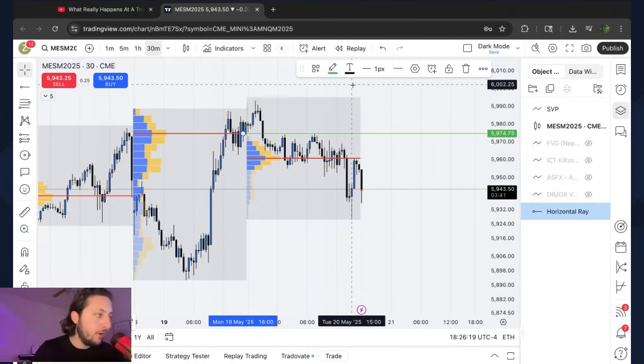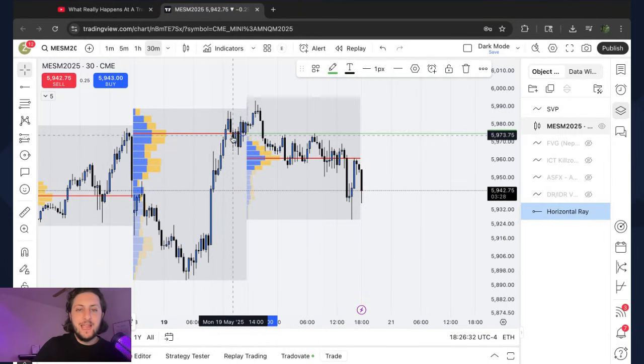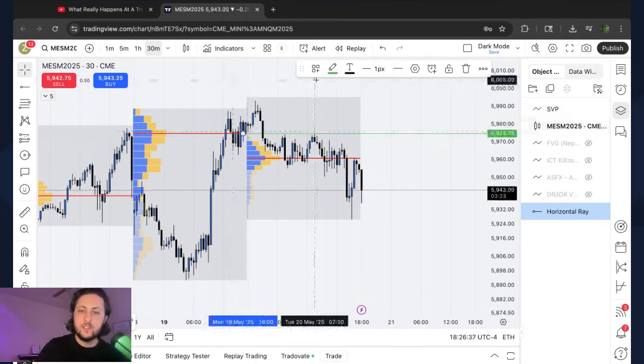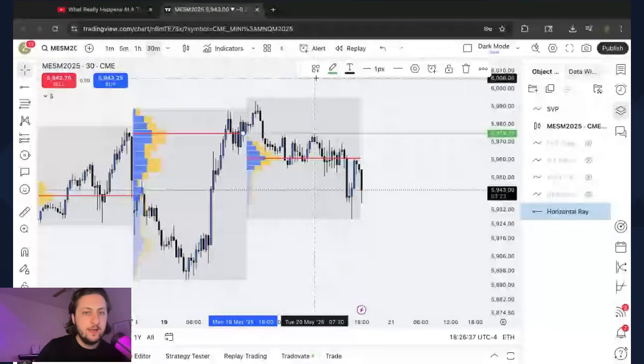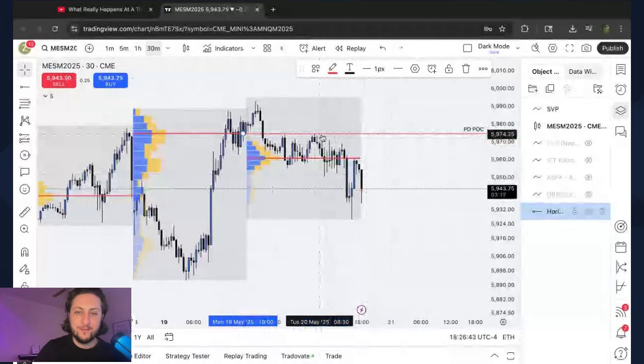Now, you probably already know what this is, but just for people that are new, previous day's point of control is the level on the chart from the previous day that had the most volume conducted there. So the most transactions and orders happened on this level right here at 5974.75. So I plot that level on my chart, previous day's point of control. You can already see right now how relevant the level is for the next trading day.